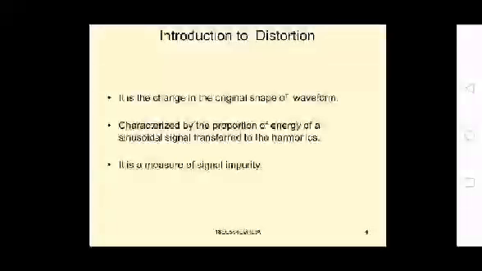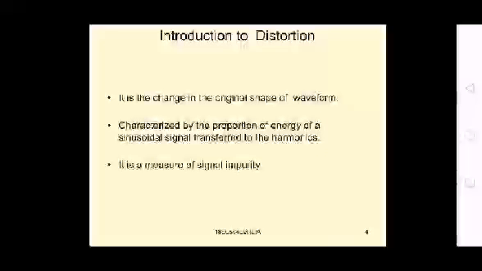Distortion is characterized by the proportion of the energy of the sinusoidal signal that is transferred to the harmonics. That is, what the actual signal is and how much of its energy is given to its subharmonics. That is the main idea of distortion. So distortion is a change in the original shape of the waveform.